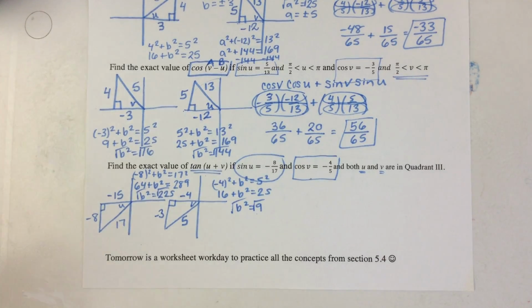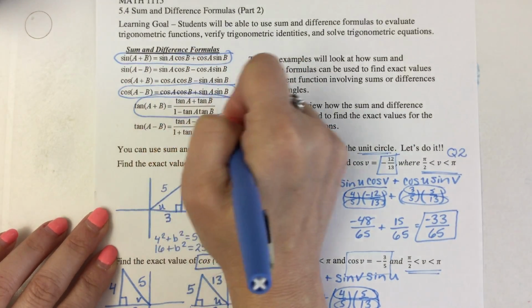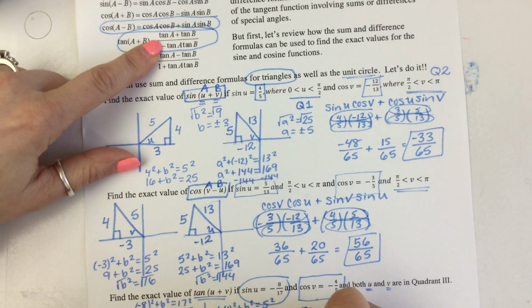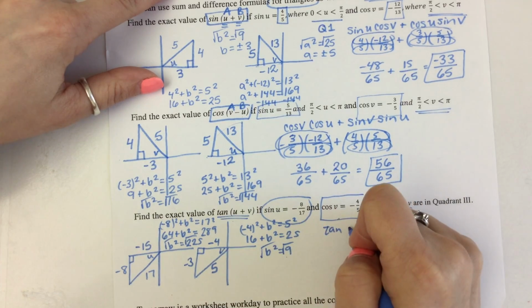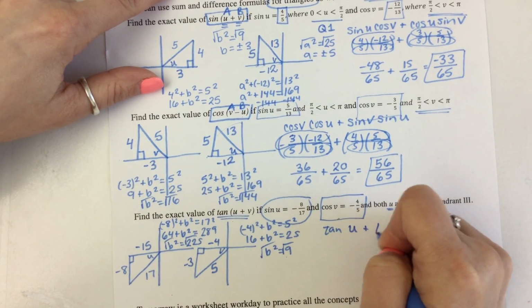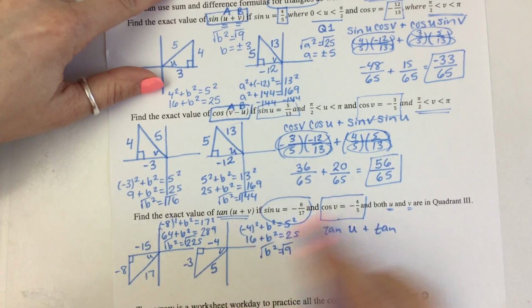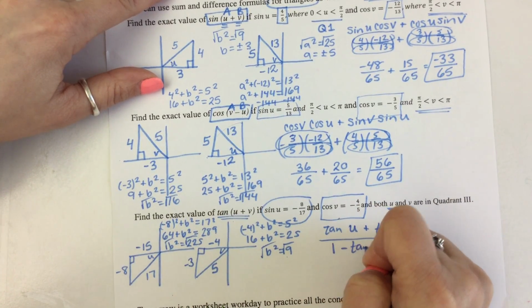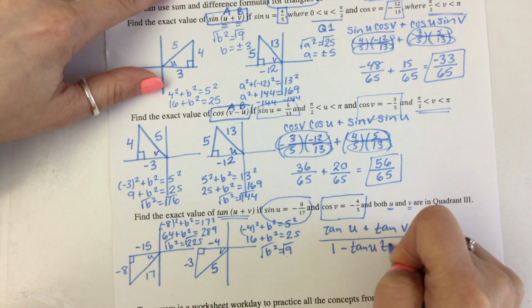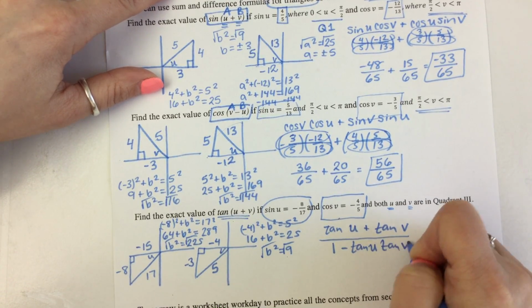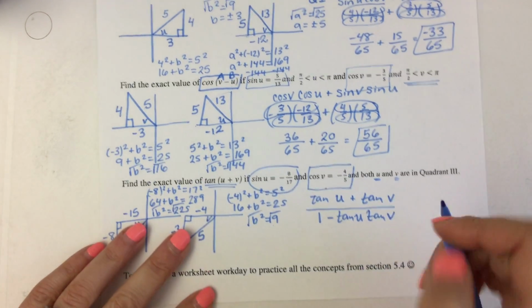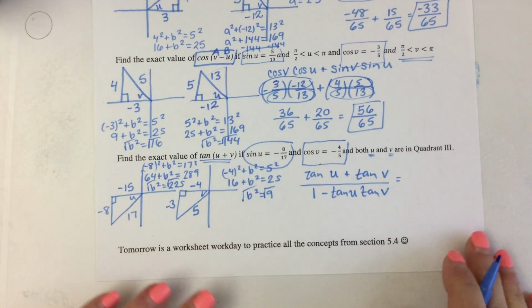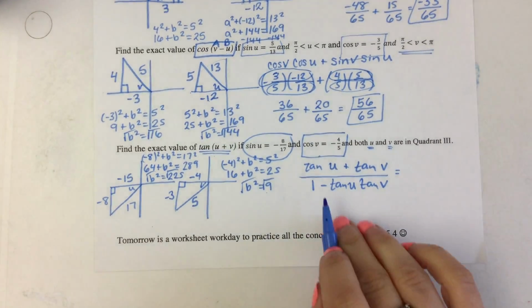So now what I have to do is follow the formula. It is tangent and adding. So I have the tangent of A. Remember, A is the first thing that they mentioned. So tangent of U plus the tangent of B, which in our case is V, over 1 minus tangent of A, so that's U, times tangent of B, and in our case, that is V. So check this out. This is way better than what we looked at yesterday with the unit circle.